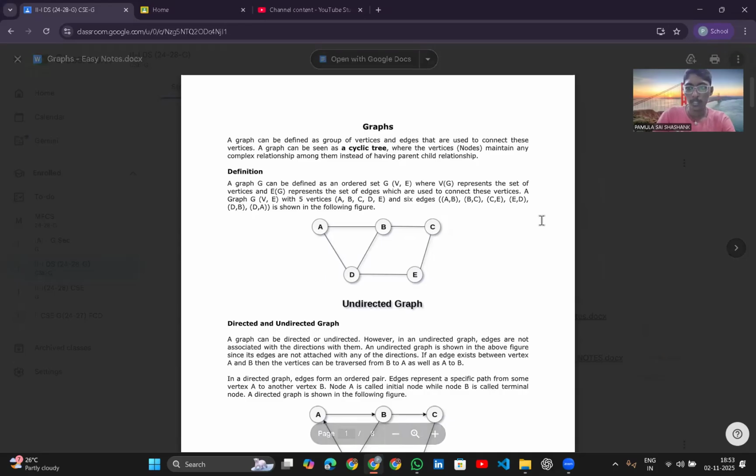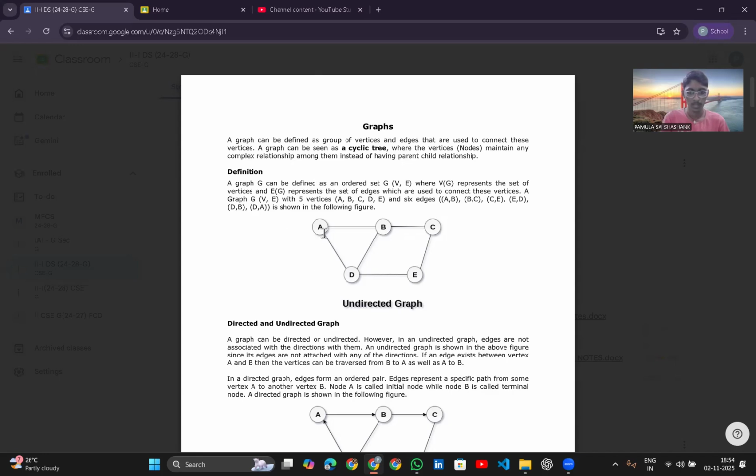In this video, I will be explaining about graphs. A graph is defined as a group of vertices and edges. It is also called a cyclic tree, where each vertex maintains complex relationships among the others instead of having a parent-child relationship. A graph can be defined as an ordered set G of (V, E), where V of G represents the set of vertices and E of G represents the set of edges.